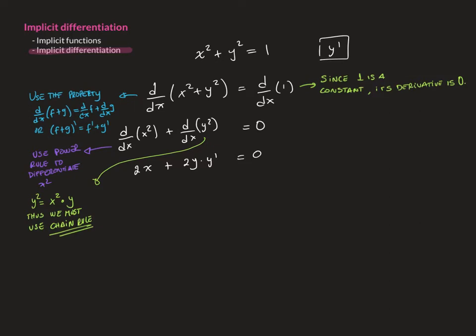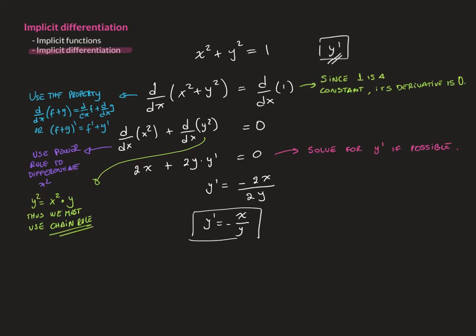So if we're interested in finding the first derivative, then what we have to do at this point is to solve this equation for y dash. This way we know that y dash is going to be equal to minus 2x divided by 2y, or y dash is equal to negative x over y. This would be the final answer for that.